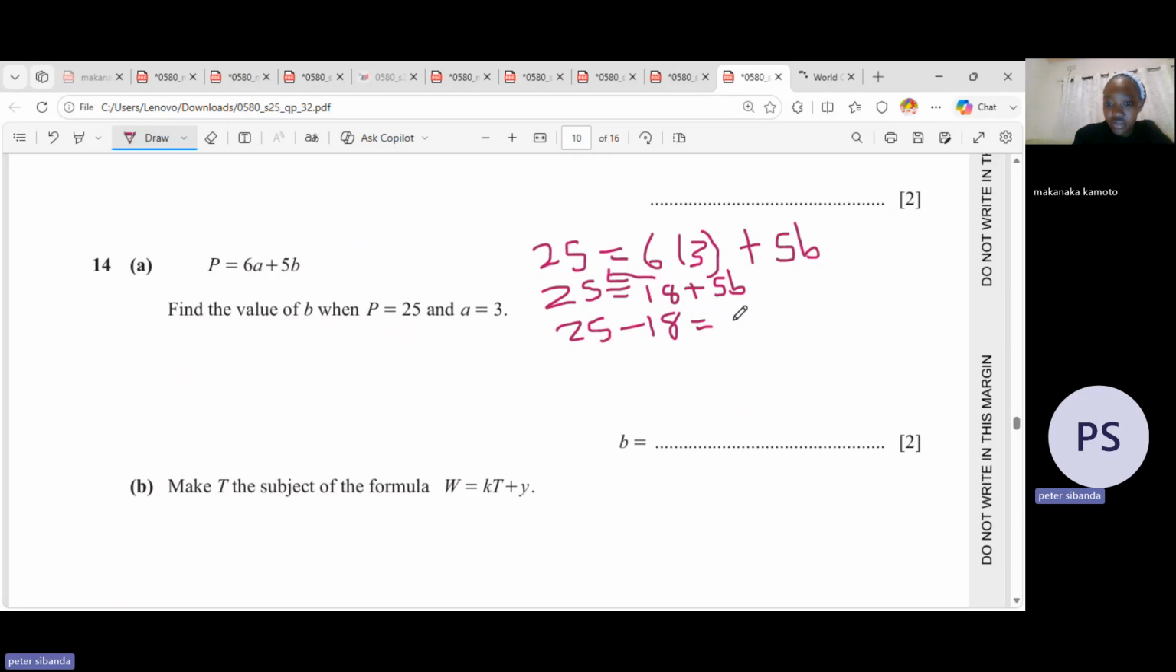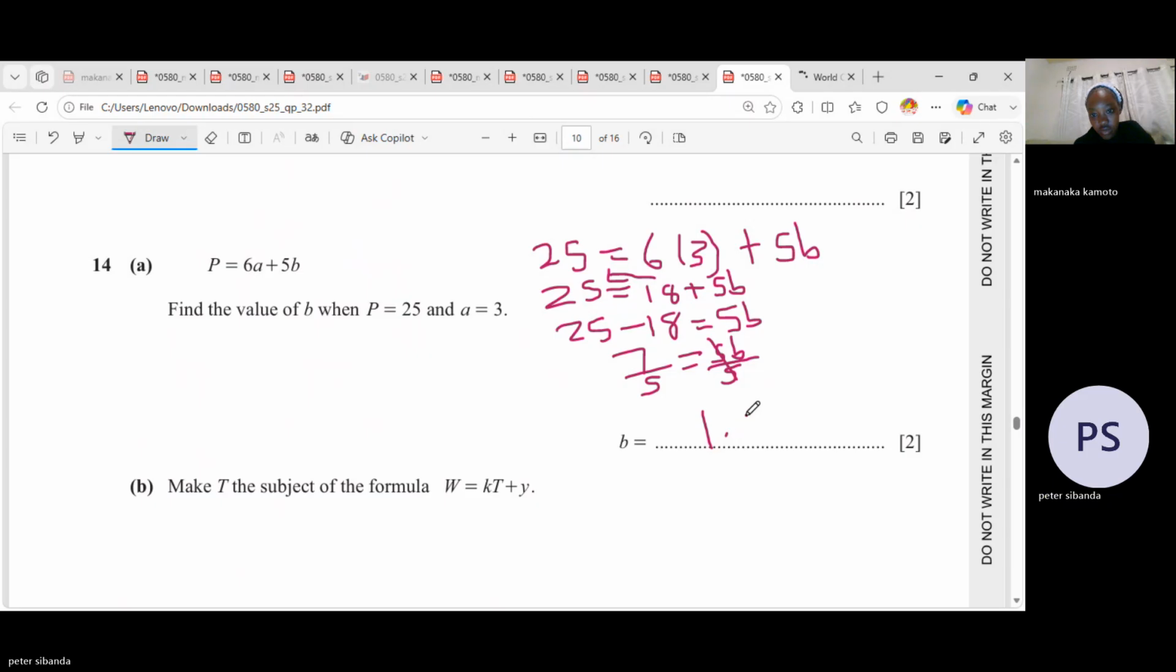Equals to 7. Let's finish. We moved 18, the equal sign is 2, then something remained that side. Let's complete the equation, 5b. Then 7 is equals to 5b. What is b? And then we divide both sides by 5, which means b is equals to 1.4.